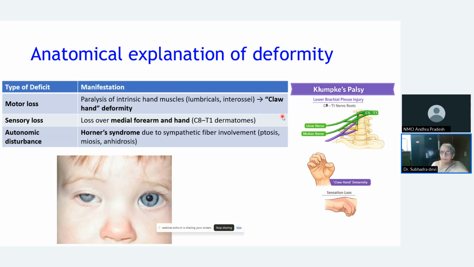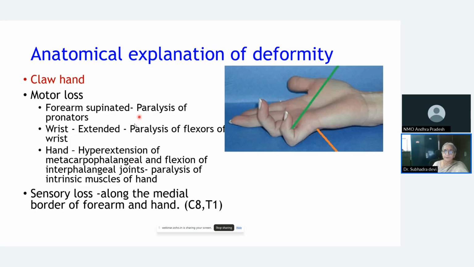And what are the muscles that are paralyzed? All the intrinsic muscles which are supplied by the ulnar nerve, causing claw hand deformity. Sensory loss is along the medial forearm and hand, you will see. Whereas the autonomic disturbance is the Horner syndrome. So what is Horner syndrome is also a question for you. So that also you should be able to give.